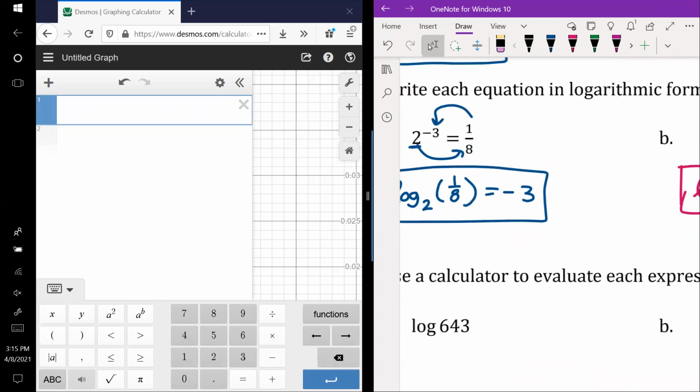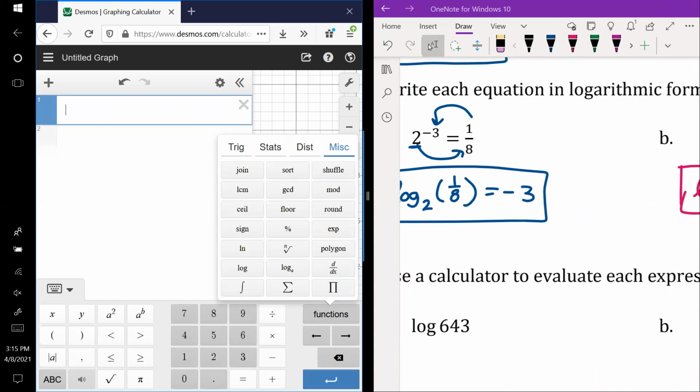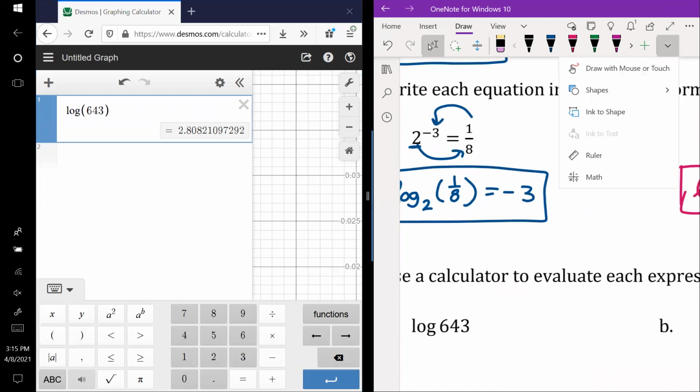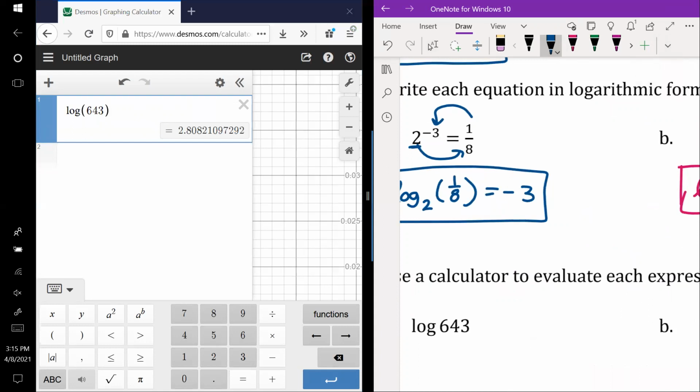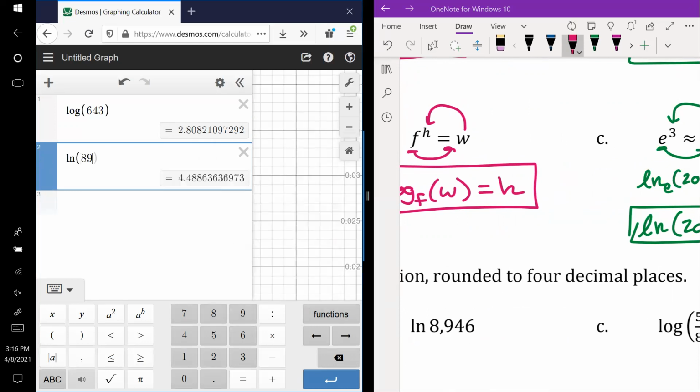All right. So first up is the log of 643. Here I'll go to functions. Probably, is it under miscellaneous? It is. Log of 643. Close parentheses. And we get 2.8082. Okay. And then we'll do the natural log of 8946. So functions, miscellaneous, natural log 8946. And we get 9.0989. But if we're rounding, it's going to be 9.0990.